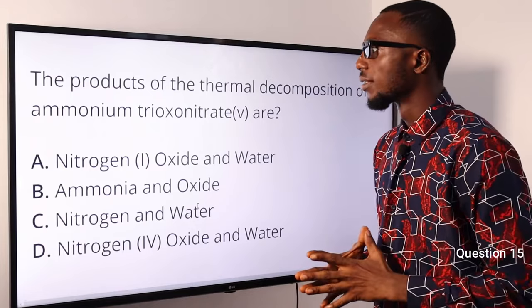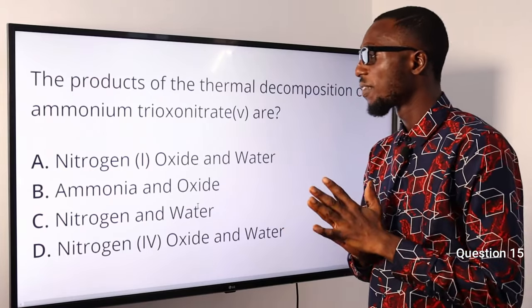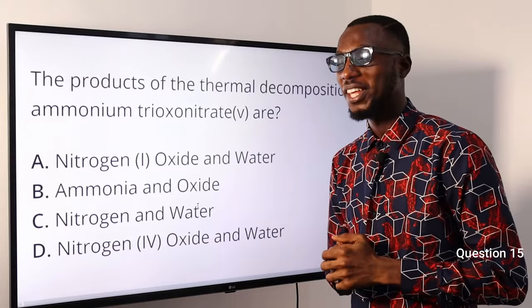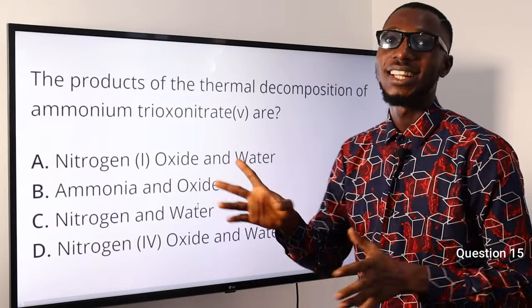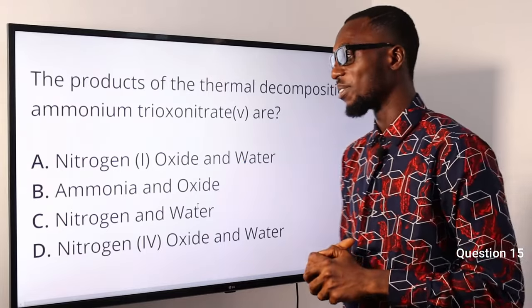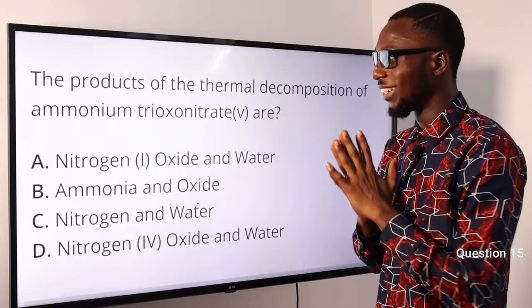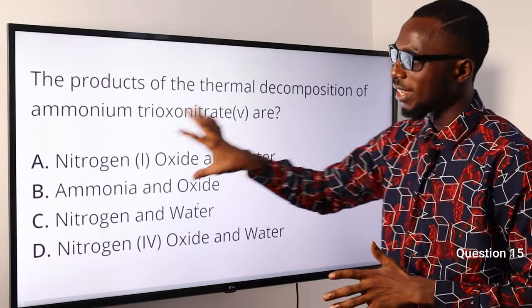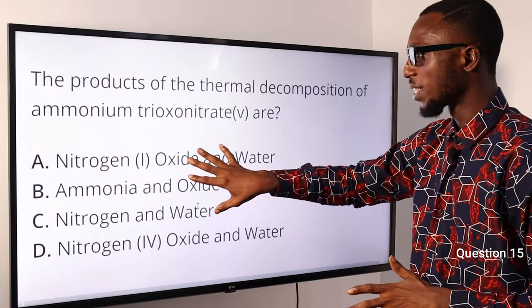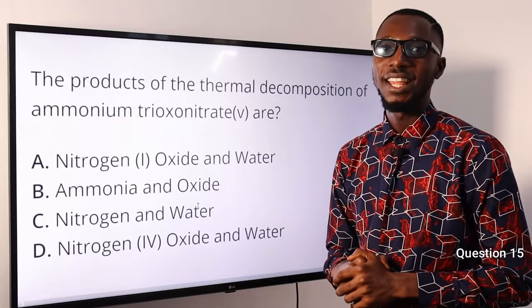Number 15. The products of the thermal decomposition of ammonium trioxonitrate 5 are what? Okay, they are actually nitrogen 1 oxide and water. It is an exothermic reaction. So looking at all of this, the correct option is option A. The products of thermal decomposition of ammonium trioxonitrate 5 include nitrogen 1 oxide, that is N2O, and water. So option A is the correct option.